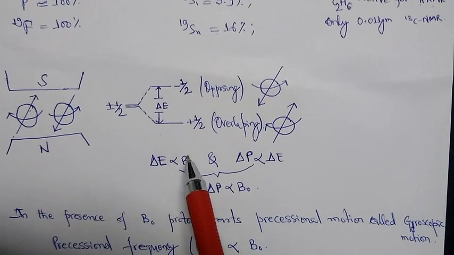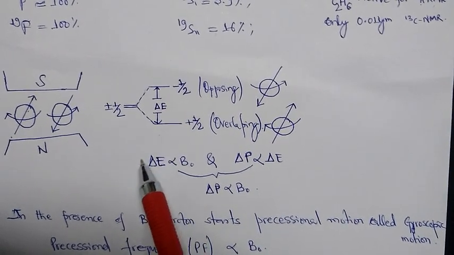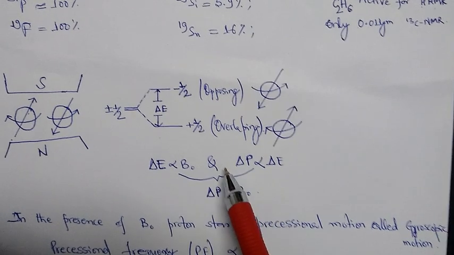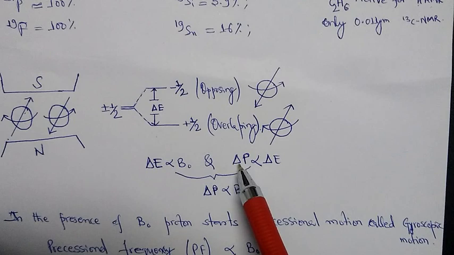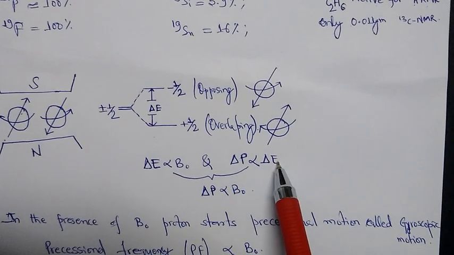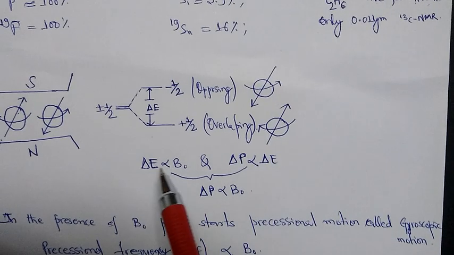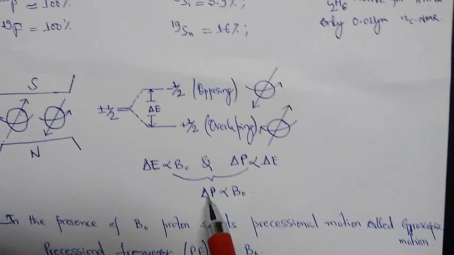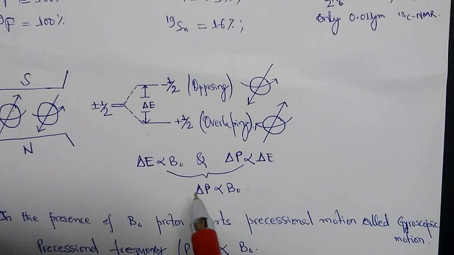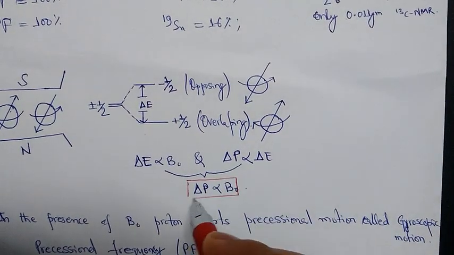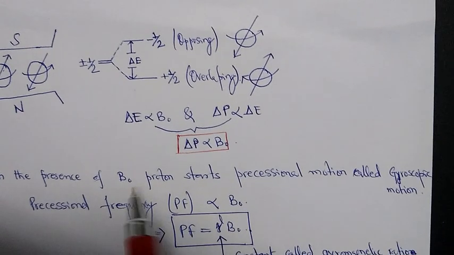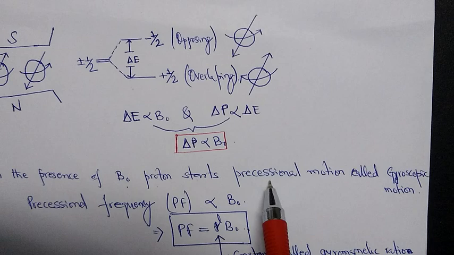This can be correlated as the energy difference which is directly proportional to the applied external magnetic field, that is B naught, and the population difference delta P is directly proportional to delta E. So with these two correlations we have the idea that delta P, that is population difference, will be directly proportional to B naught. We need to remember this relation.